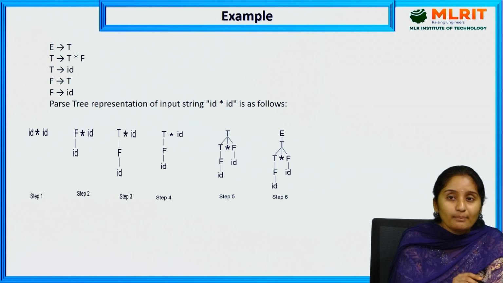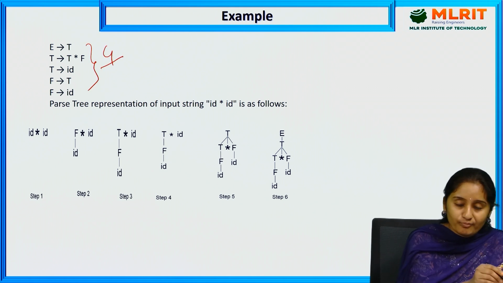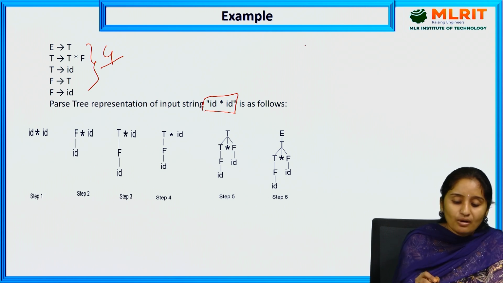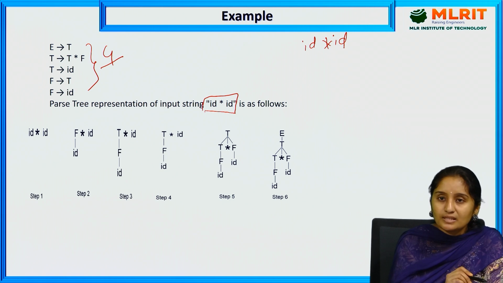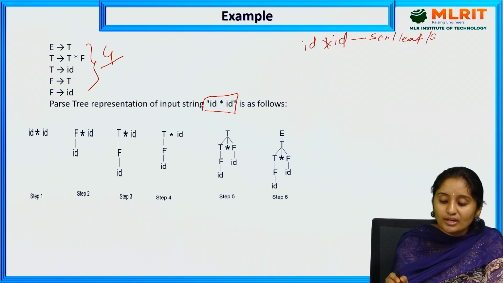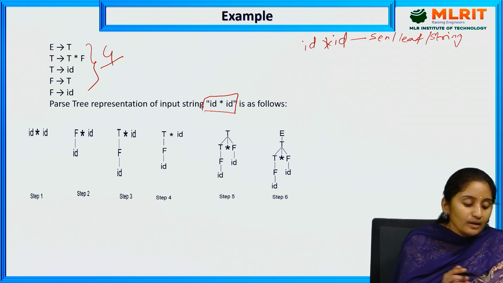So, coming to the example for the bottom-up parser. This is a grammar, and a grammar consists of productions. This is the input string which is given, and for this input string we are going to apply the bottom-up parser. ID * ID is my string, or we can call it a sentence, string, or leaf nodes. Leaf nodes consist of terminals.